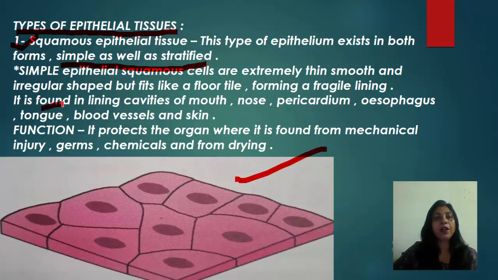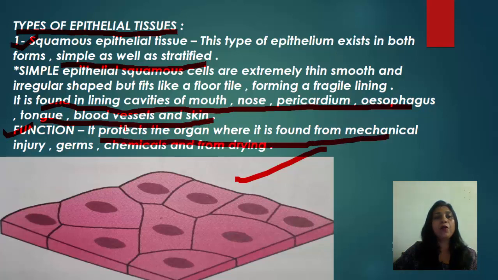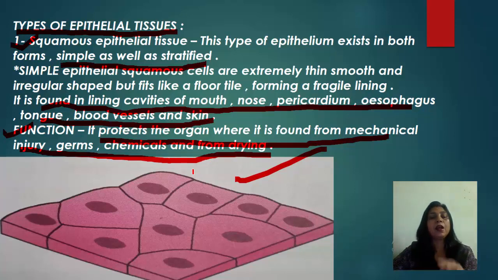It is found, now where is it found? It is found in the lining cavities of mouth, nose, pericardium, esophagus, tongue, blood vessels and skin. And what is its function? It protects the organs where it is found from mechanical injury, germs, chemicals and also from drying. So you can see in this diagram, the cells are irregular in shape. They have a nucleus also and they are arranged in such a way that they are fitted so that they look like a floor tile.